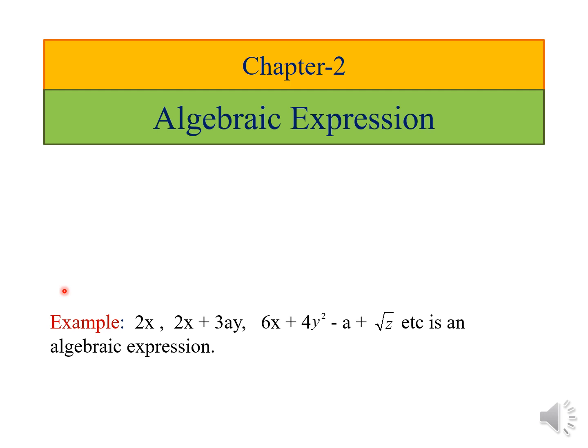Suppose first one is 2x. Here 2x is the product of 2, which is constant, and x, which is variable. So it is the product of variable and constant. Later I will discuss what is variable. In the second example, you can see that there are two terms, which are joined by plus sign. And in the third example, there are four terms, which are joined by plus or minus sign. These all are algebraic expressions.